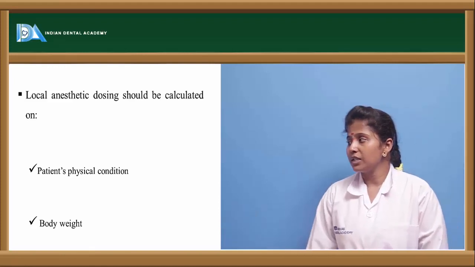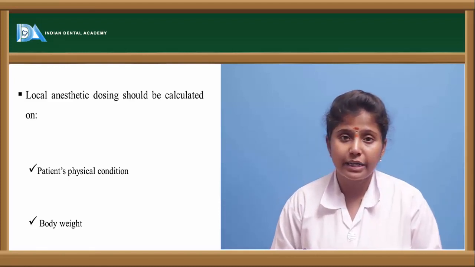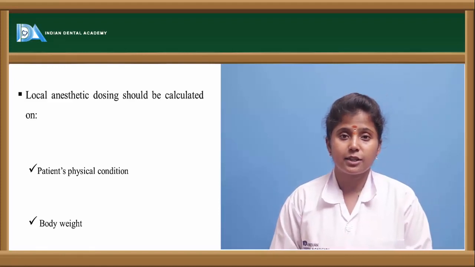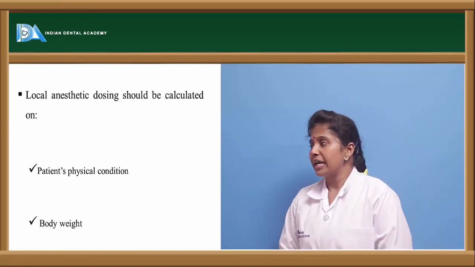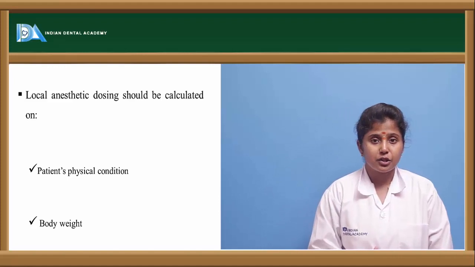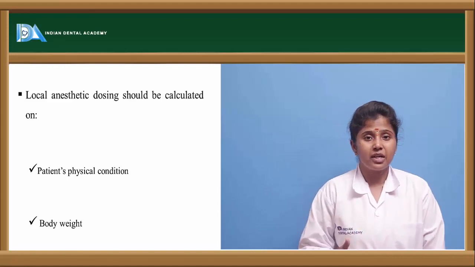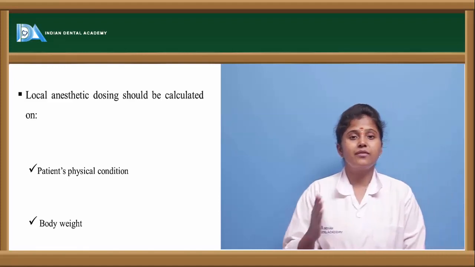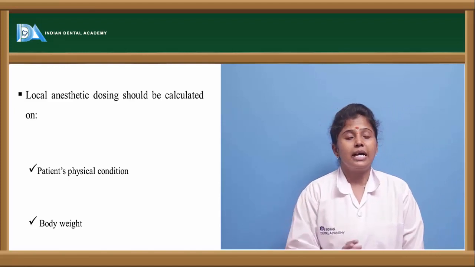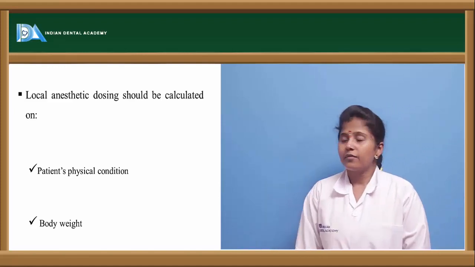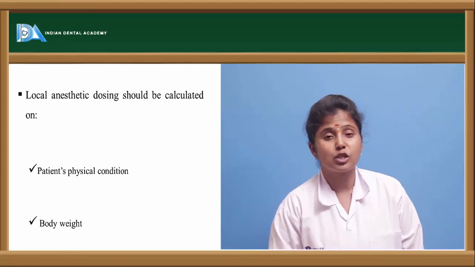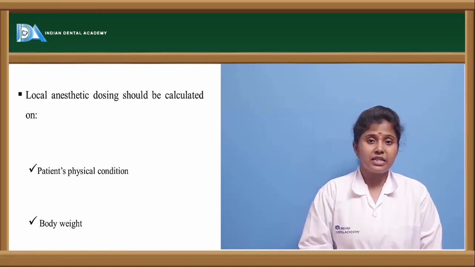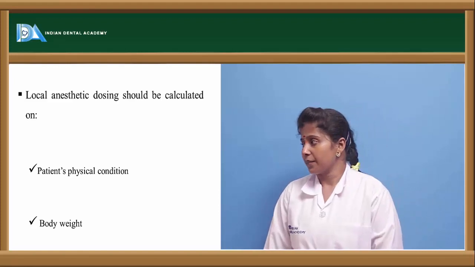Here local anesthesia dosing should be calculated. In order to prevent this allergic reaction, the local anesthesia dose should be adjusted based on the patient's physical condition. If a person is physically fit, then the dose should be enough in order to anesthetize the local area. And based on the body weight also. So based on these two parameters, the dose has to be reduced if a person is allergic to local anesthesia.